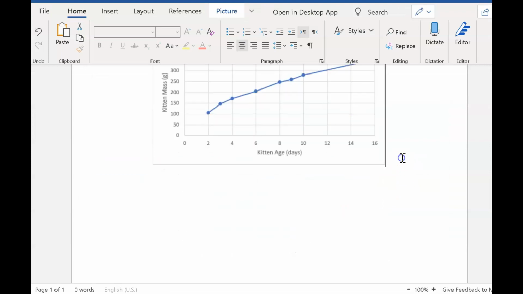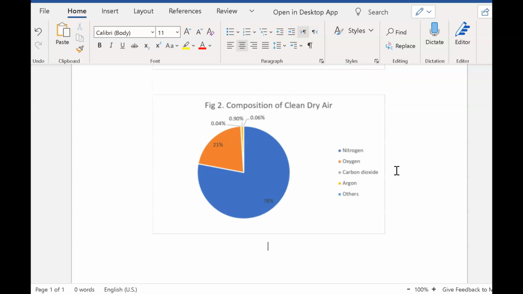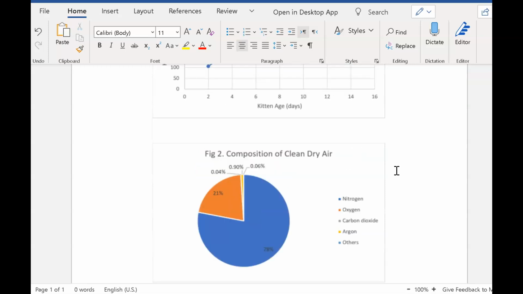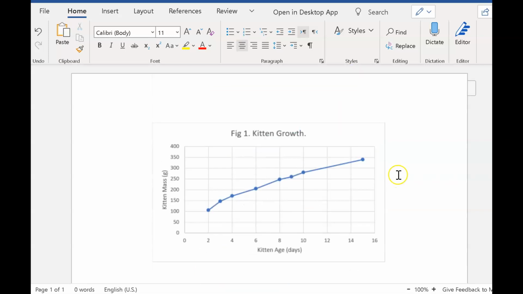Here is my presumable lab report. I may do Control V, and here's my figure 2. So I have figure 1 and I have my figure 2.